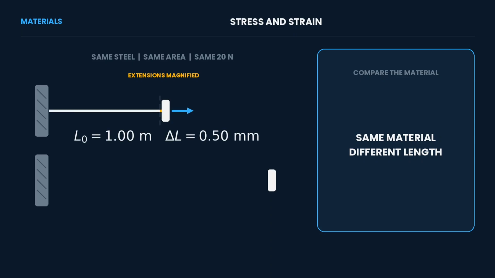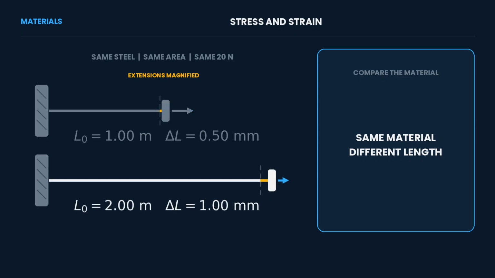These wires came from the same reel of steel and have the same area. One is twice as long. Within the proportional region, the same force makes the longer wire extend twice as far. Is the shorter wire's steel stiffer? No, the dimension changed, the material didn't.